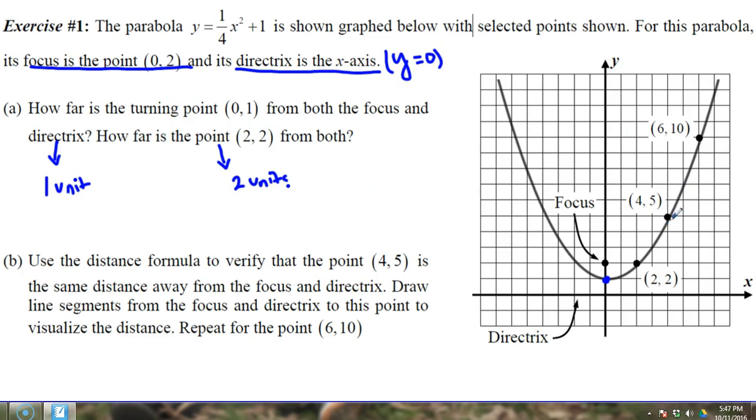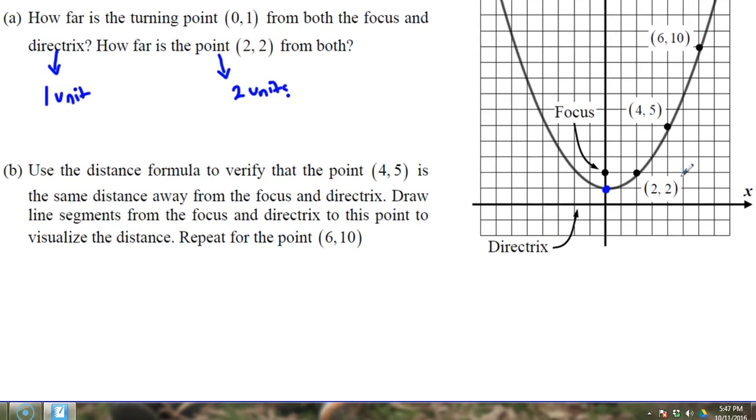Well, let's take some other points. We're going to look at the point 4, 5. Okay, for 5, we're going to need to draw some segments. So it suggests drawing a segment from the focus to that point 4, 5. You can see that kind of makes a little triangle here. I'm going to use the Pythagorean theorem or the distance formula to determine that distance. And we also have the distance here from the point to the directrix. So that's just easy counting. We can count 1, 2, 3, 4, 5. We can see that that's 5 units. So we know, we call that D1 maybe.